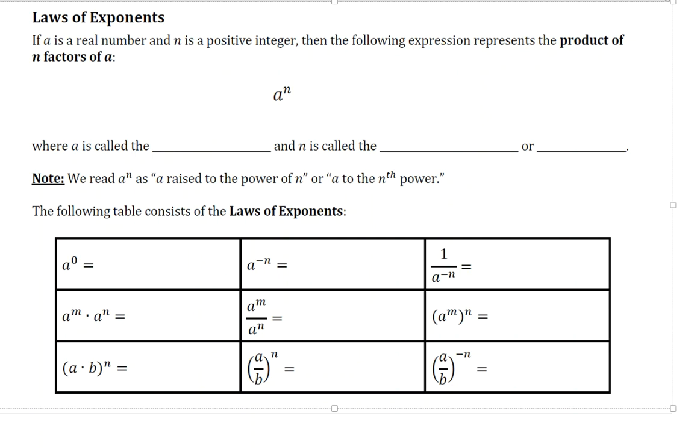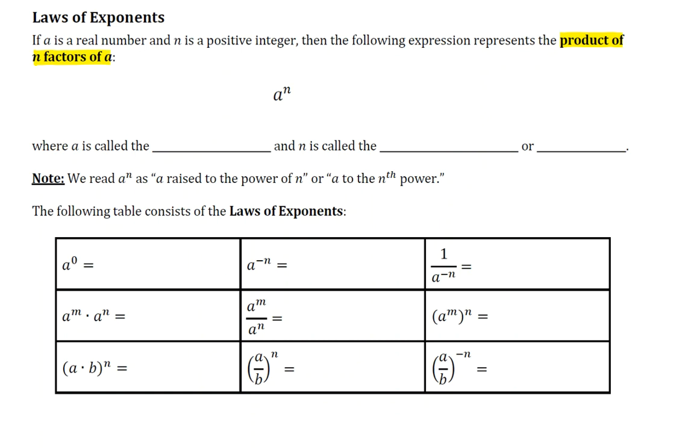It says here, if a is a real number and n is a positive integer, so something like 1, 2, 3, 4, and so on. We also allow for 0, by the way. Then the following expression represents the product of n factors of a. So here we have a with a superscript n.